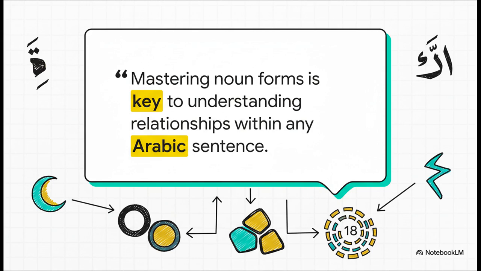See, in Arabic, a lot of the meaning, like who is doing something to whom, isn't always clear from the word order, like it is in English. Instead, all that information is coded into these tiny little endings on the nouns. If you can read the endings, you can unlock the meaning of the whole sentence.